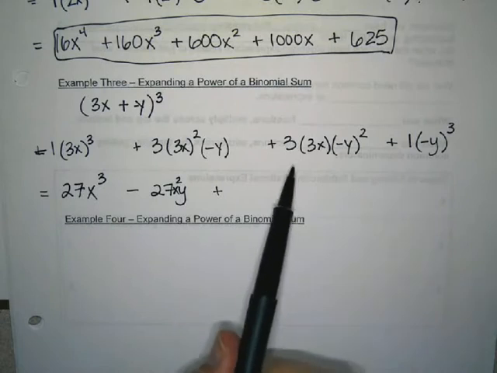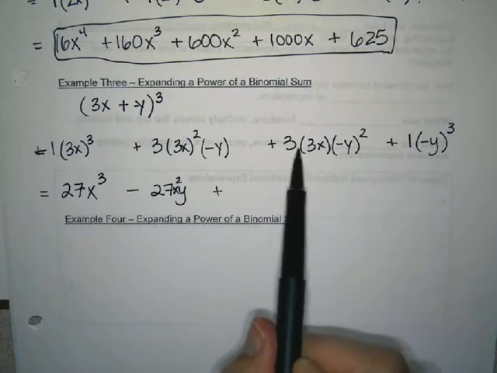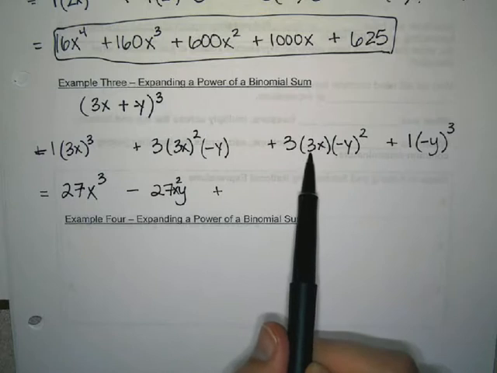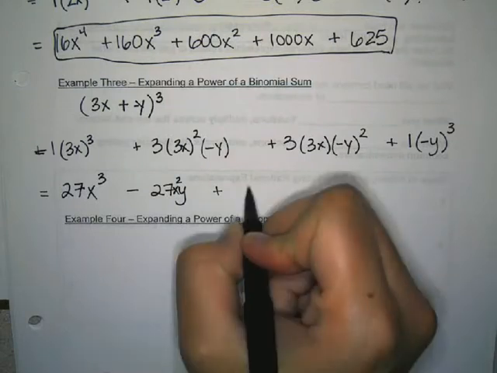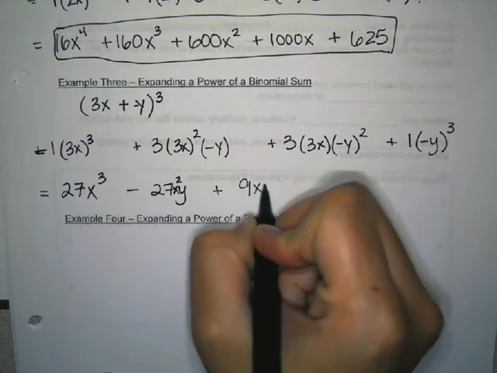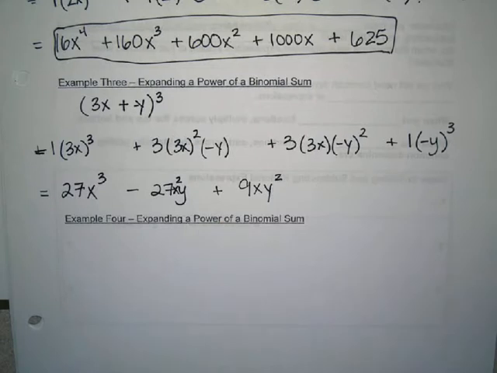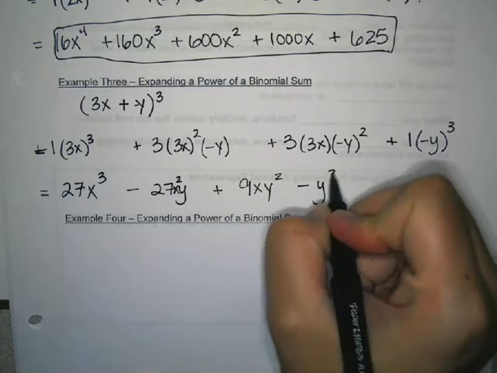Okay. Next one. 3 times 3, 9. What's my other number? Negative 1 squared is positive, so really that should just be a 9, right? And then what's my last term? Negative 1, y? Because it's cubed, good. So negative 1 cubed is still negative 1. And then we just have y cubed, right? And you're done.